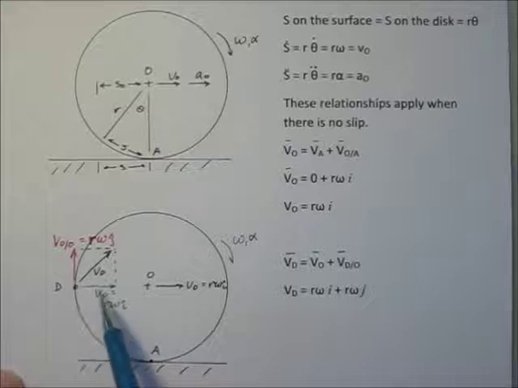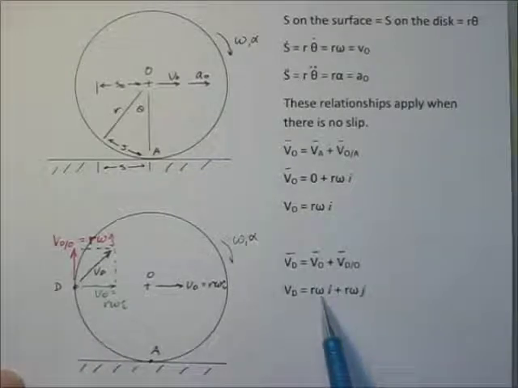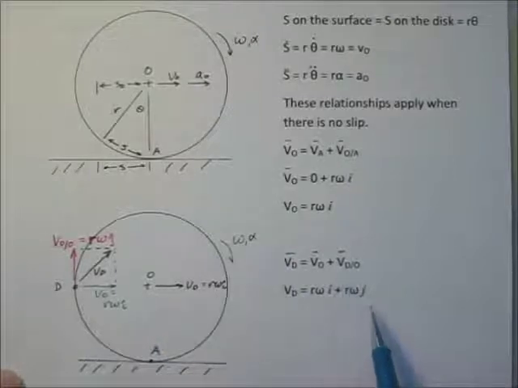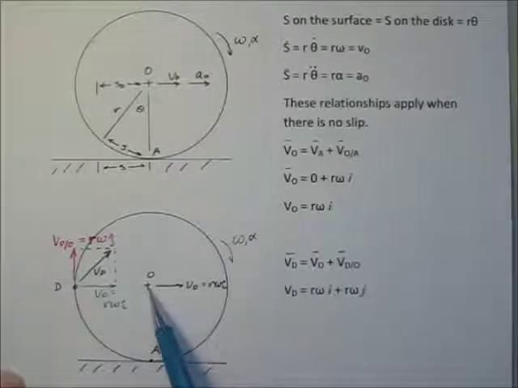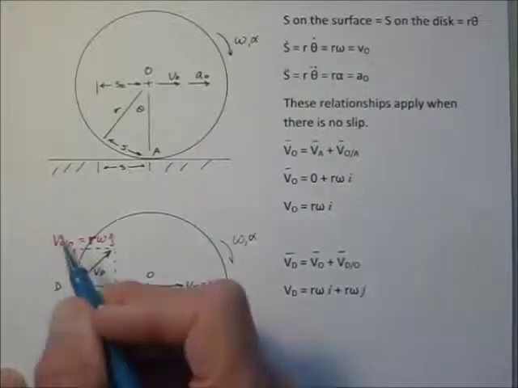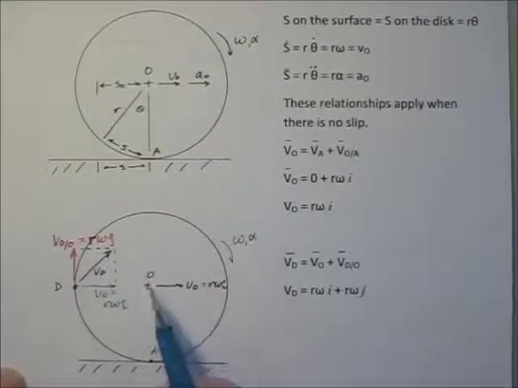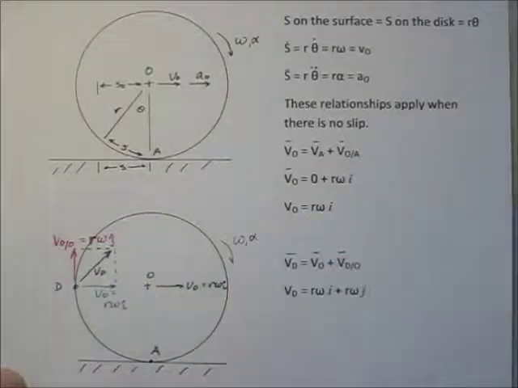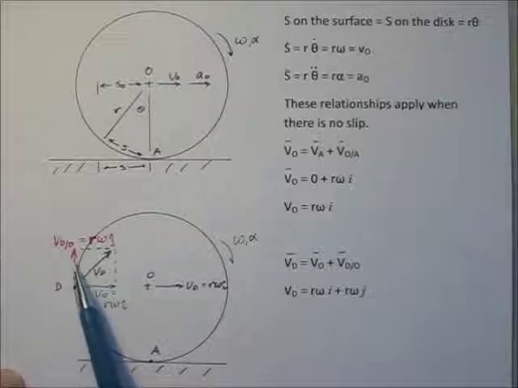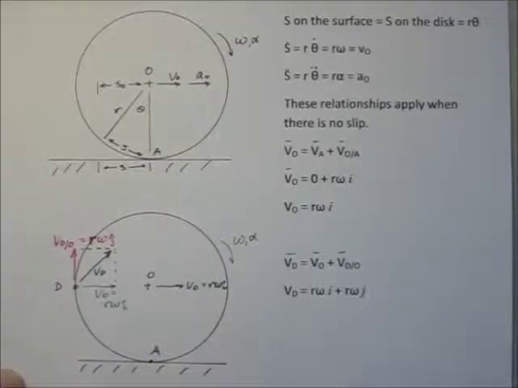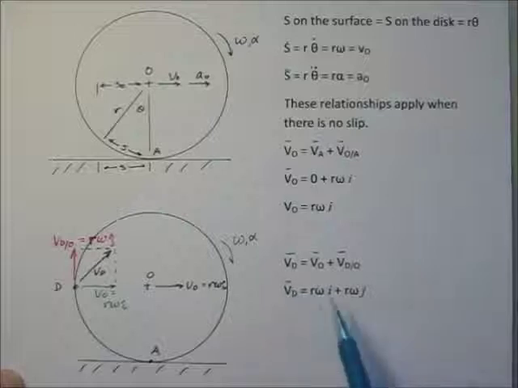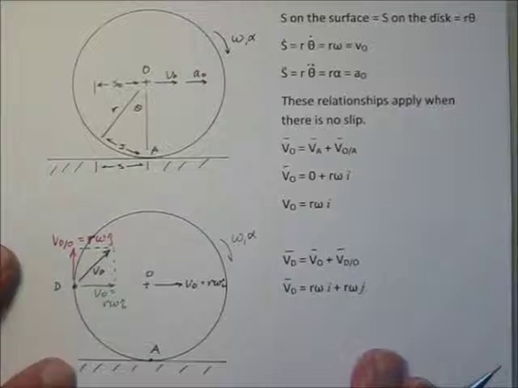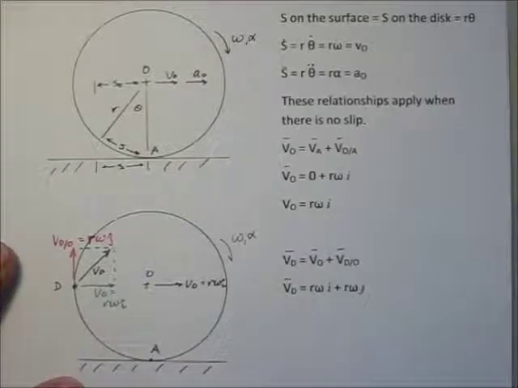We know that the velocity of O is equal to r omega I, which we just solved for. The velocity of D with respect to O, again, is: if O was not moving, what would the velocity of D look like? If this was a fixed axis rotation, V of D would be going straight up. So that would be R omega in the J direction. So the velocity of D in vector terms is R omega I plus R omega J, and those are the two pieces drawn on the picture there. The actual velocity of D is going to be the vector sum.